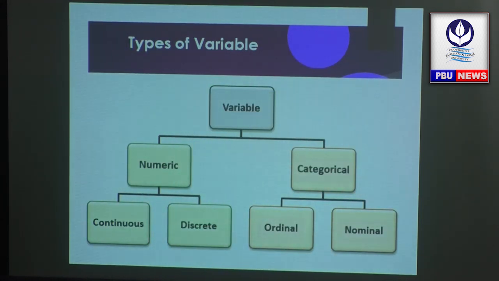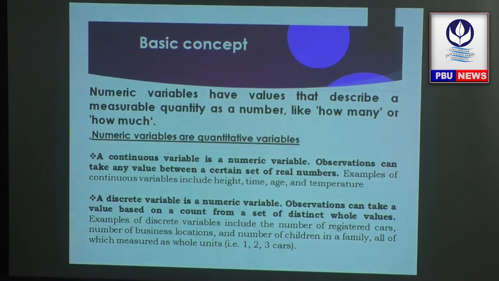Types of variable. Variable mainly 2 types. Number 1, numeric and categorical. Numeric has 2 parts, continuous and discrete. Categorical variable mainly 2 parts, ordinal and nominal. Now we discuss the basic definition or basic concept of these variables. First, numeric variables have values that describe a measurable quantity as a number. That means how many or how much.